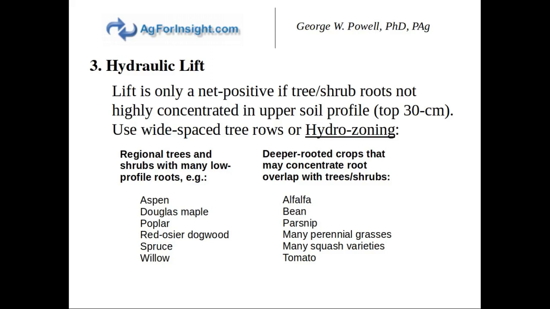So some regional trees and shrubs are always going to have a very low profile root. So that means most of their roots are going to be concentrated in that upper foot. That would include things like aspen, Douglas maple, poplar, red osier dogwood, spruce, willows, and also some crops tend to feed from lower profiles more than shallow profiles. This would include alfalfa, beans, parsnips, many perennial grasses, squashes, and tomatoes. So using a hydrozoning concept is just a matter of being selective about how you combine your agricultural crops with your tree and shrub placement.